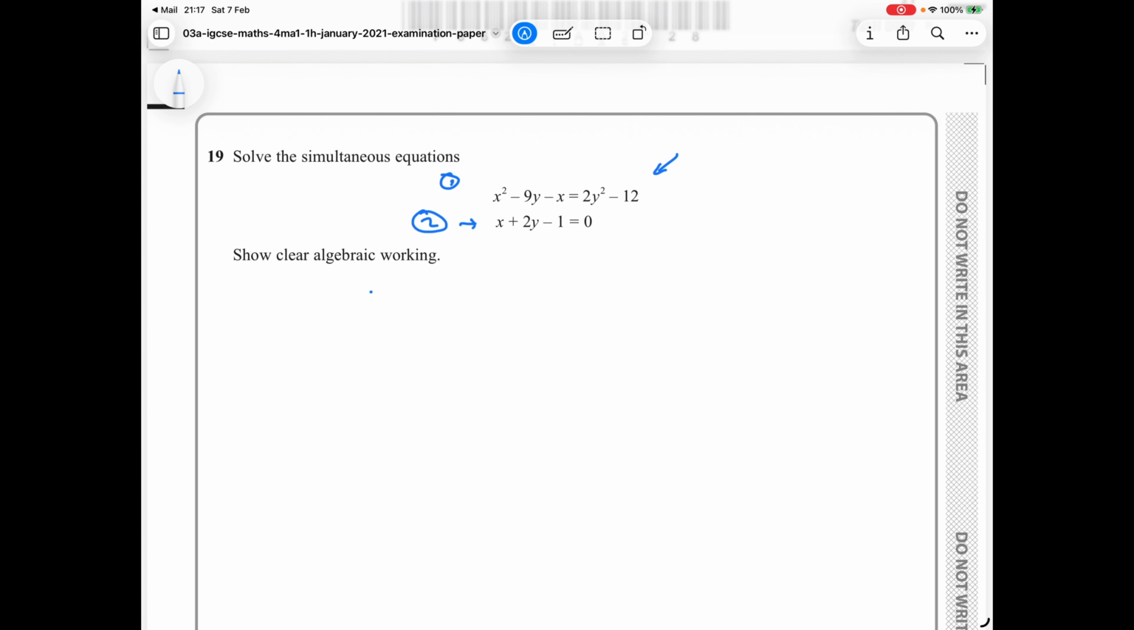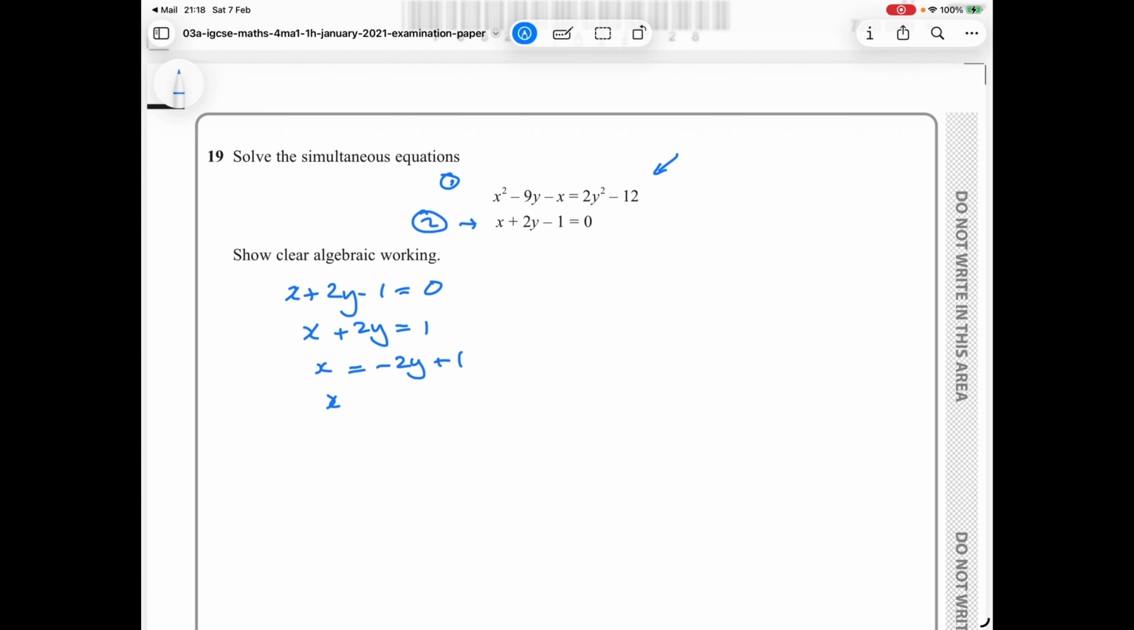So right now we have x plus 2y minus 1 equals 0. We're going to add 1 onto both sides, x plus 2y equals 1, and then take 2y off both sides. So x equals minus 2y plus 1. And we could write that another way. Let's just write it like this, x equals 1 minus 2y.